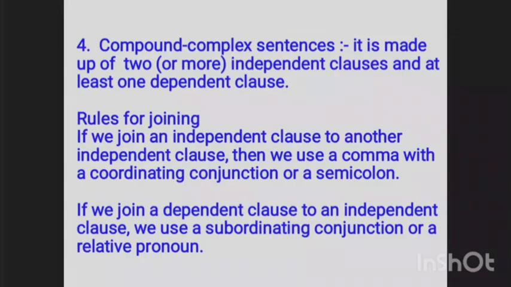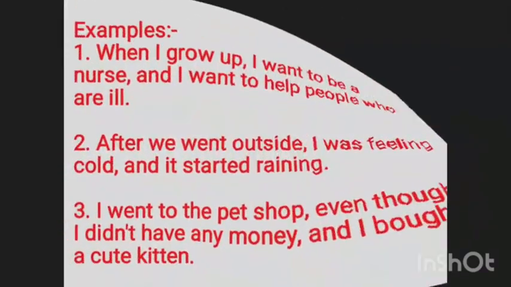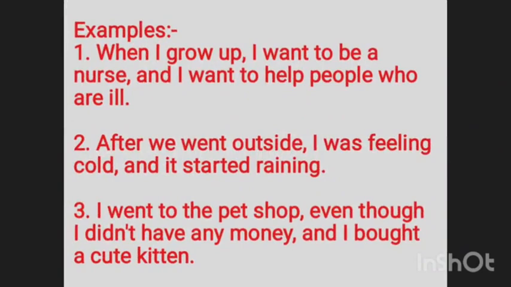Now, if you are joining a dependent clause to an independent clause, we use a subordinating conjunction. Take note, a subordinating conjunction or relative pronoun is used to connect an independent clause to a dependent clause, or the other way around. Let's look at some examples. When I grow up, I want to be a nurse, and I want to help people who are ill.